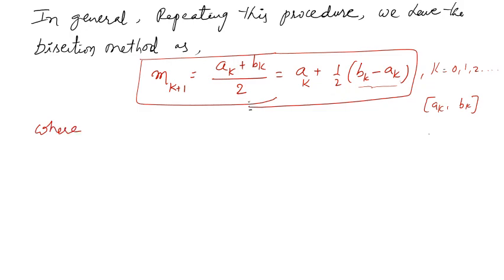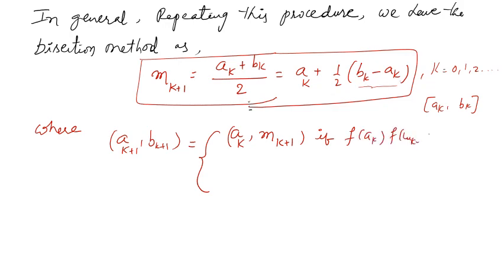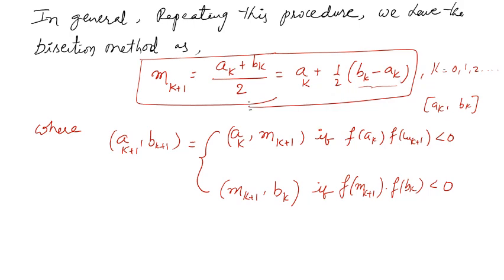But what is the condition? The new interval is a(k+1) comma b(k+1). When is this possible? Now there is a change in b(k+1) here. Observe this clearly. The root belongs to a_k comma m(k+1) if f of a_k and f of m(k+1), the product, is negative. Another chance is that the root may be m(k+1) comma b_k, if f of m(k+1) into f of b_k is less than 0, using again the intermediate value theorem. That means, like the previous slide I explained, if f of a_k into f of m(k+1) is less than 0, then the root belongs to a_k and m(k+1). If this one is negative, the root belongs to m(k+1) comma b_k. Is that clear? This is the bisection method general formula.